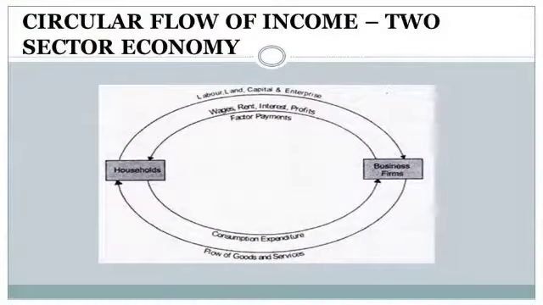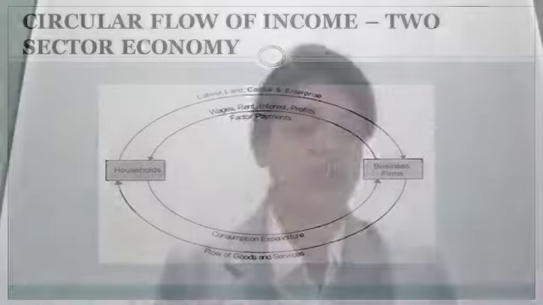Now, a circular flow of a two-sector model, like it says, has only two sectors. The two sectors which were present in the olden days in our economy were the households and the business firms. The household sector was the one which basically had people living, and they used to survive either on daily income or on a monthly salary.